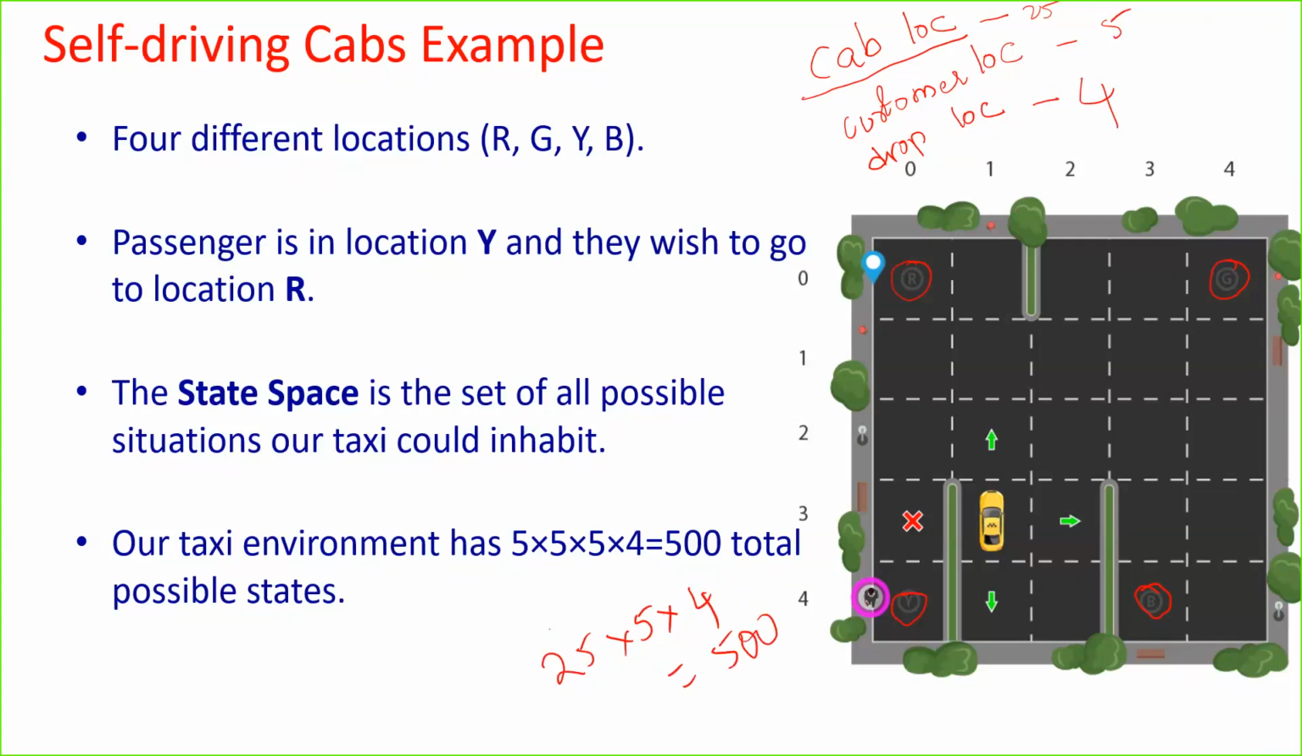Now can you tell me what would be the size of the Q table? 500 into 6, right? 500 states, 6 actions. What are the 6 actions?